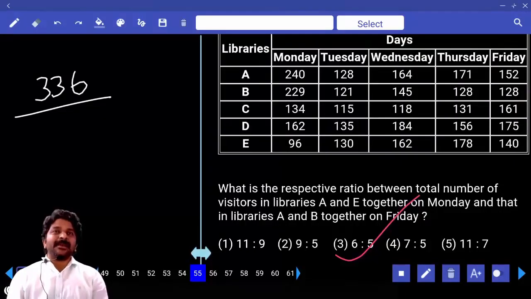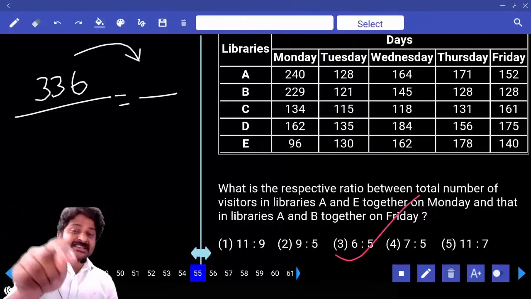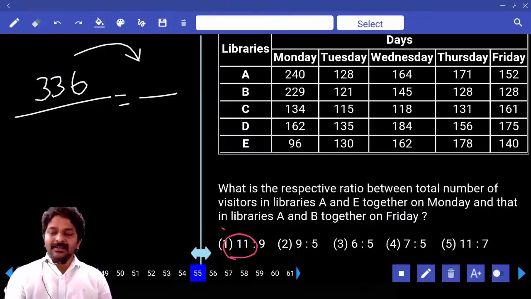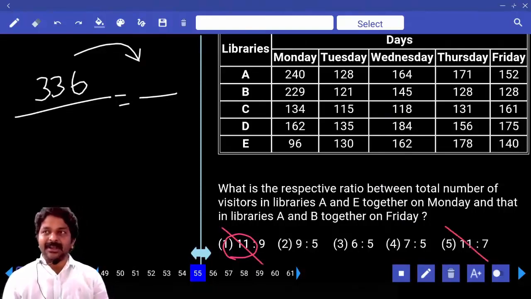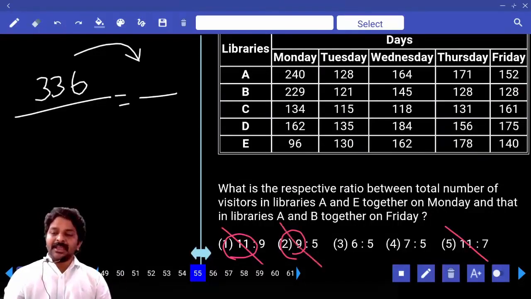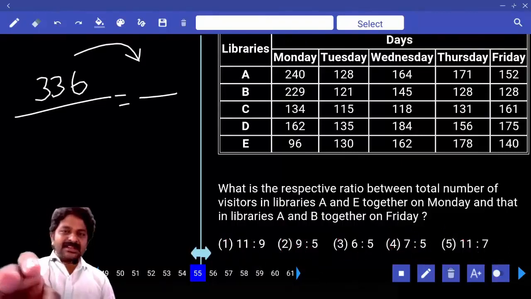Factor. Our resulting number should be a factor of 336, right? First number, what do we have? Is 336 a multiple of 11? 11 should not come. So the first option and the fifth option are eliminated, correct? Next, the second option. Is 336 a multiple of 9? 9 cannot be the one. Is 336 a multiple of 6? That may be the one. 7. Is it a multiple of 7? Yes, right? It is a multiple of 7. 7 times 48. Two options are there.